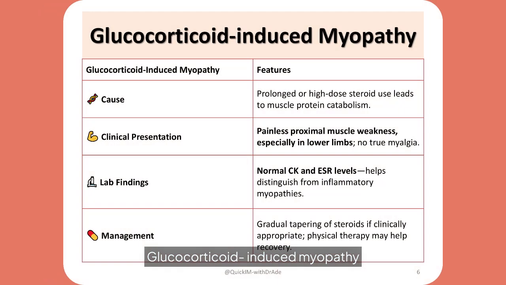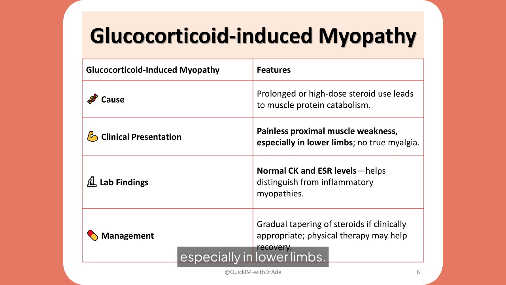Glucocorticoid-induced myopathy results from prolonged steroid use, leading to muscle protein catabolism. This condition typically affects patients receiving chronic corticosteroid therapy, such as those with asthma, autoimmune disease, or post-transplant. Clinically, it presents as painless proximal muscle weakness, especially in lower limbs.